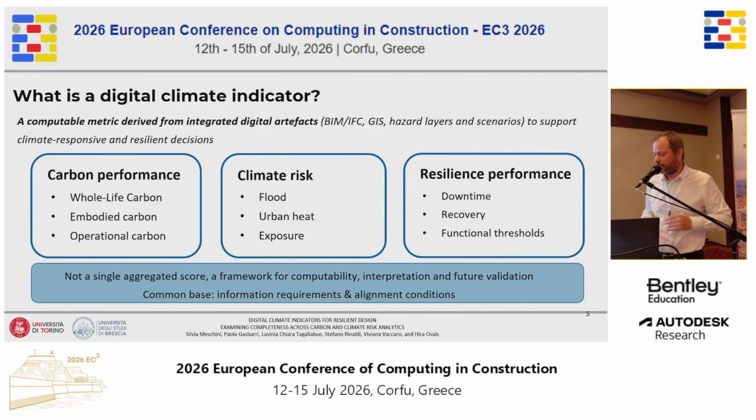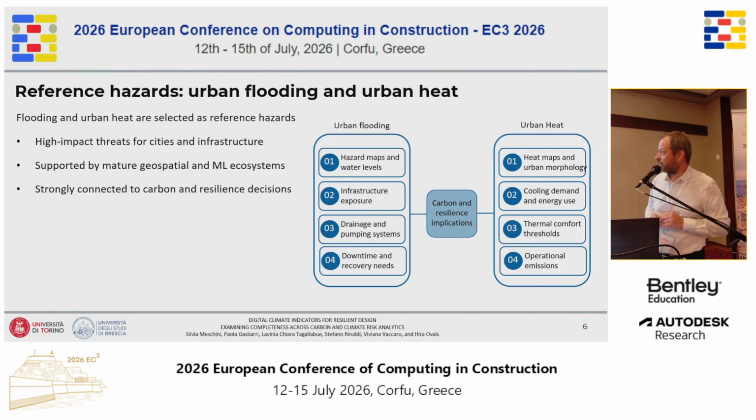These are the three pillars of our digital climate indicator. For climate risk, we focus on urban flooding and urban heat. We select these two as reference hazards in our framework because these two hazards have a high impact in terms of threats for cities and infrastructure, are supported by mature geospatial data and machine learning ecosystems, and they are both strongly connected to carbon and resilience decisions.